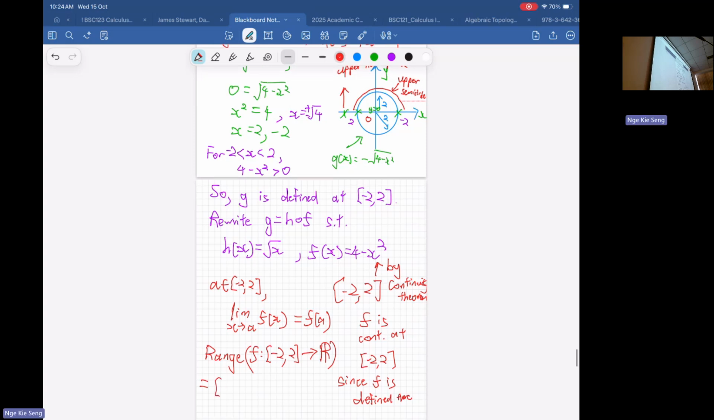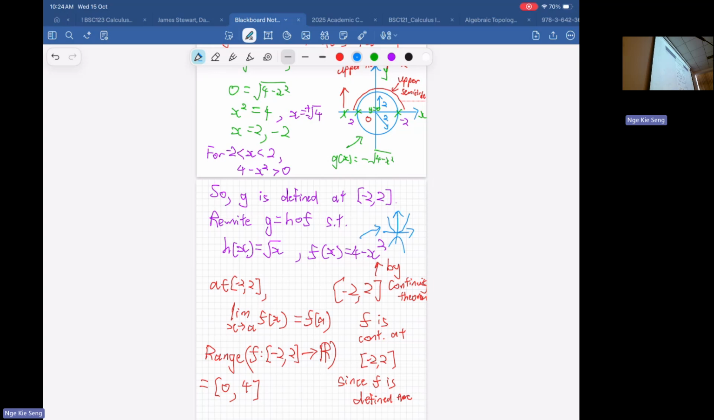0 to 4. So let's check whether it is 0 to 4 or not. If you put minus 2 into it, well, let's graph it. From the first two weeks, we should know how to graph this. First you have the basic shape, x squared. But this is a negative x squared. What should you do? You should reflect it down.